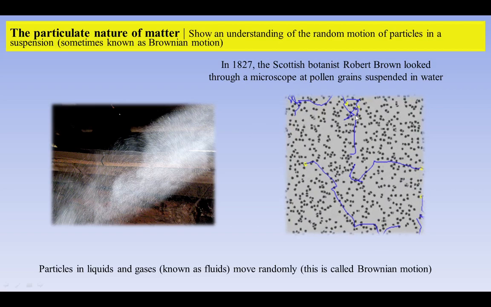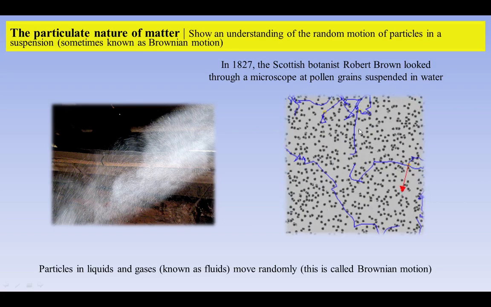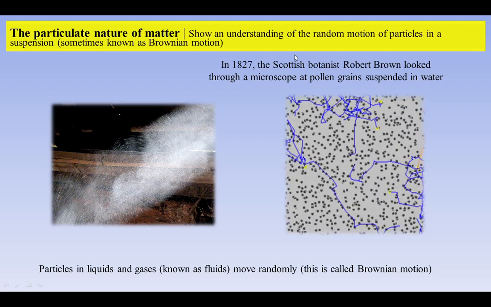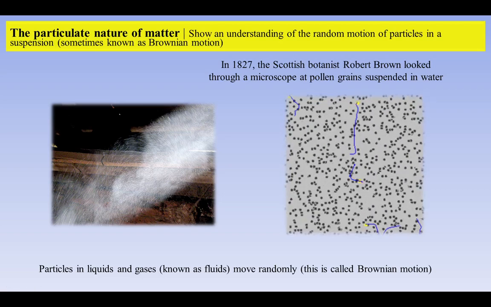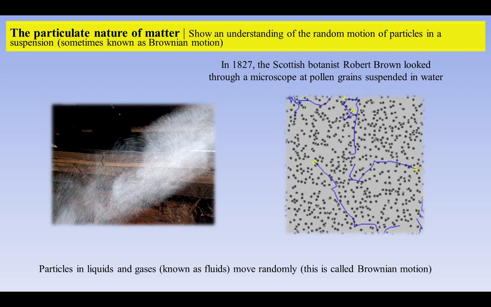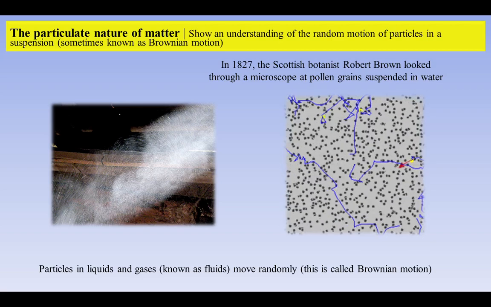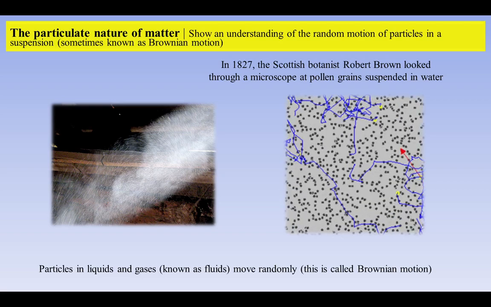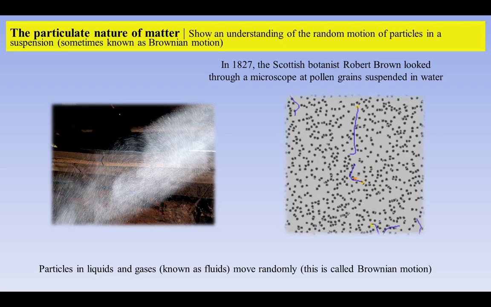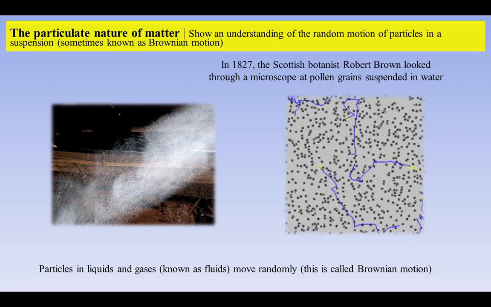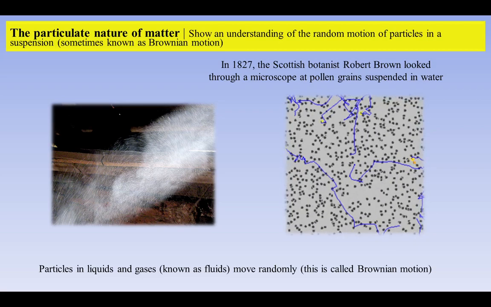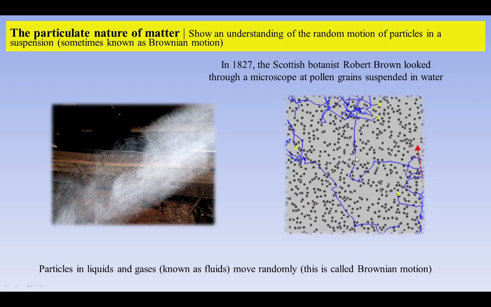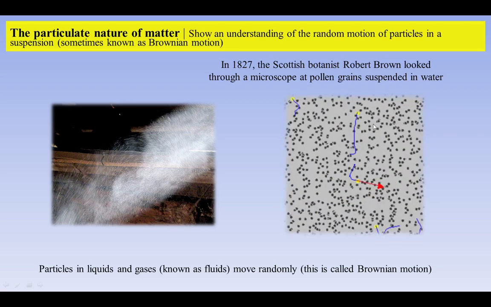So we can see also here in this image that this is actually an experiment done by the Scottish botanist Robert Brown in 1827, and he looked through his microscope at pollen grains suspended in water. The pollen grains are those yellow particles, and those black particles moving here are the particles of water. As you can see in this image here, the yellow particles are moving randomly.